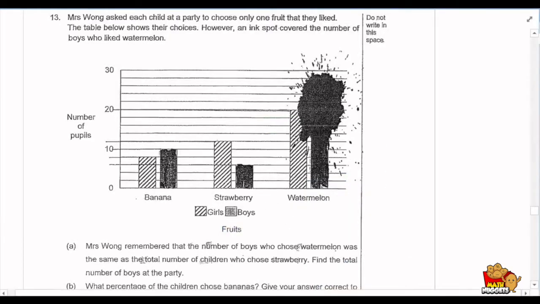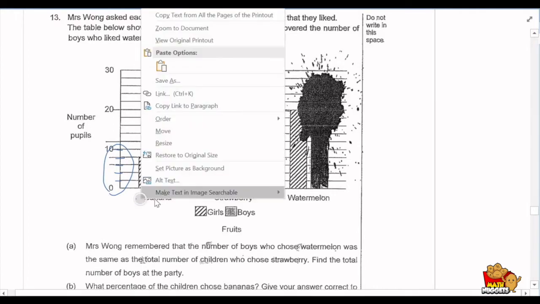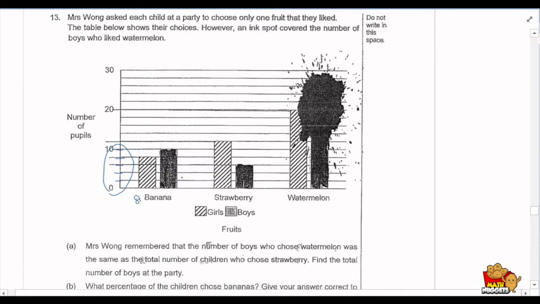Question 13. Let me write down the values for the table. So banana, okay, let's check this first. So 0, 2, 4, 6, 8, 10. Okay, correct. So each line represents 2. So this is 8, this is 10, this is 12, 6, 20, and we don't know that one.